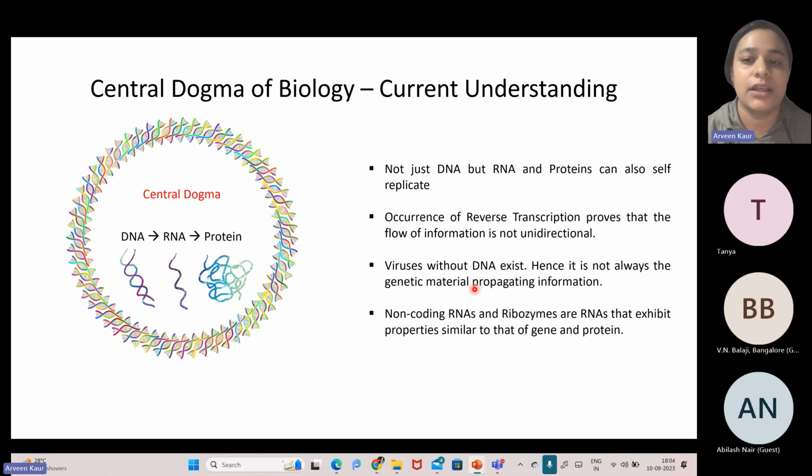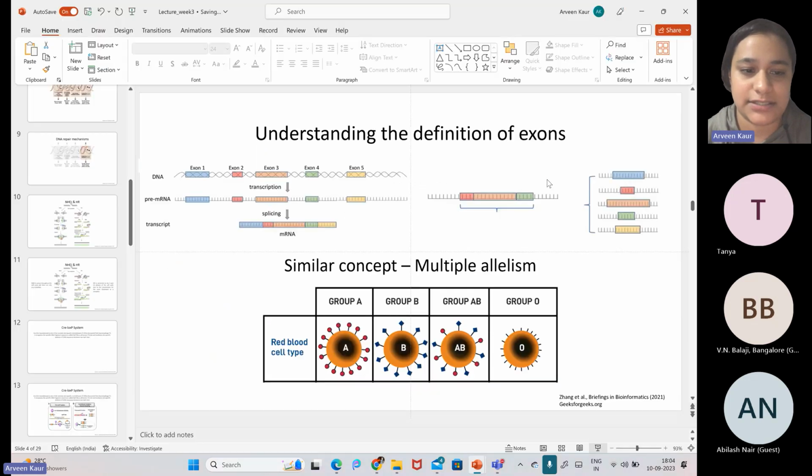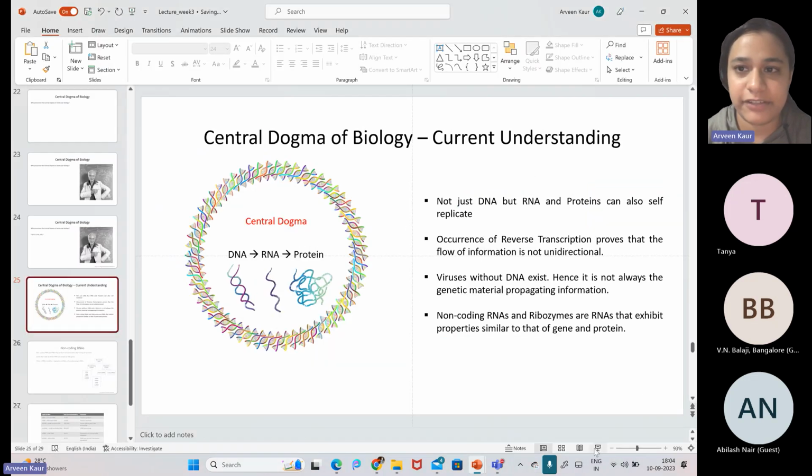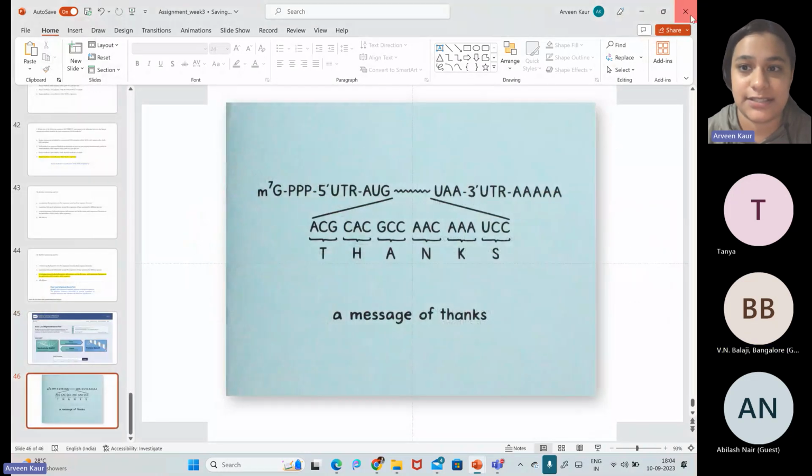So this is our current and updated understanding of the central dogma. Also, when we talk about self-replicating proteins and RNAs, we know there are self-replicating RNAs present in microbes such as viruses, bacteria, etc. But can anybody tell me about self-replicating proteins? Like, what are these proteins? We will discuss prions. Yeah, so they are prions.